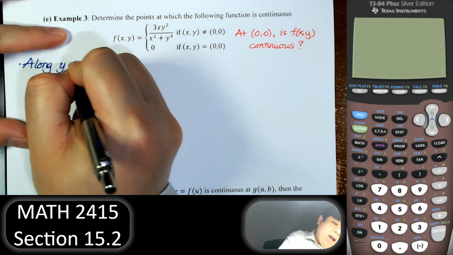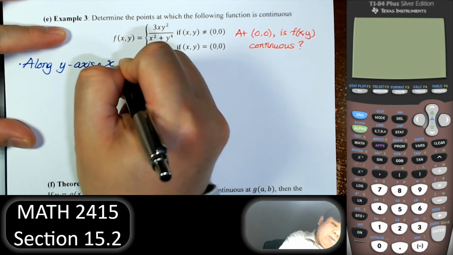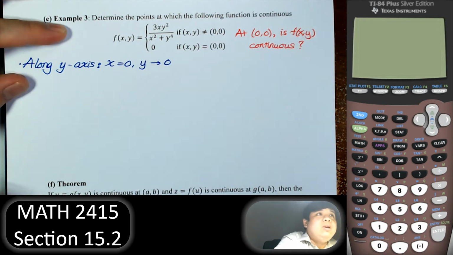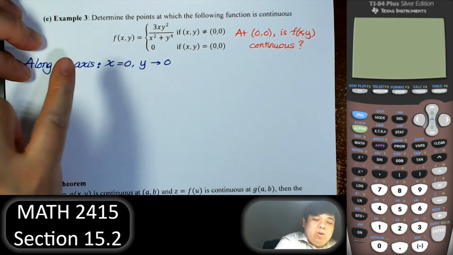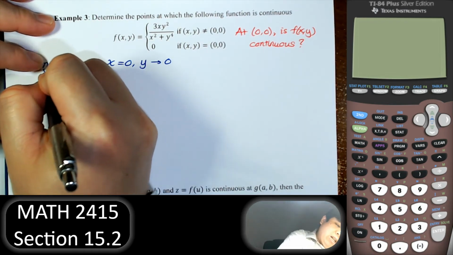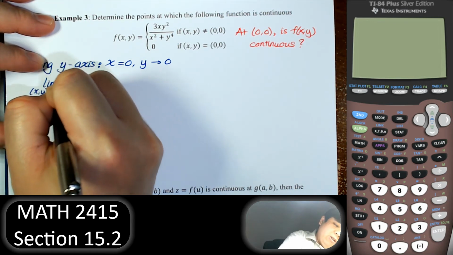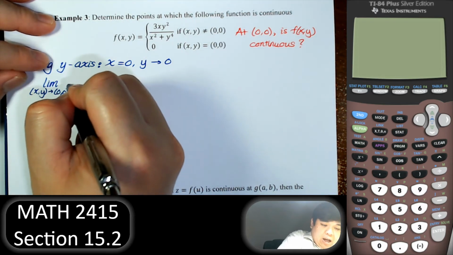If we go along the y-axis, meaning that we're going to let x equal to 0, and we let y go to 0. Right? Everything on the y-axis, x equal to 0. So we just need y to go to 0 when x, y go to 0, 0. So we take the limit as x, y go to 0, 0. Notice that it goes to 0, 0.